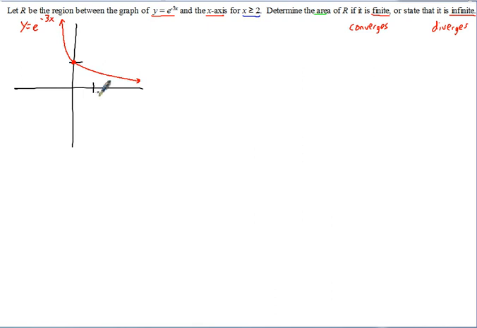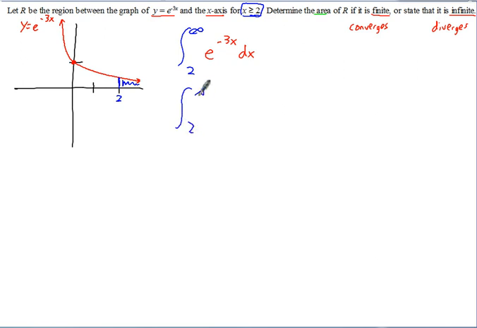And then it says between that and the x-axis, for x greater than or equal to 2. So from right here, to set up our integral, the integral in this case would start at 2, you can see, and it keeps on going forever all the way to infinity. And then we'd have just e to the negative 3x minus 0, find the area underneath it.